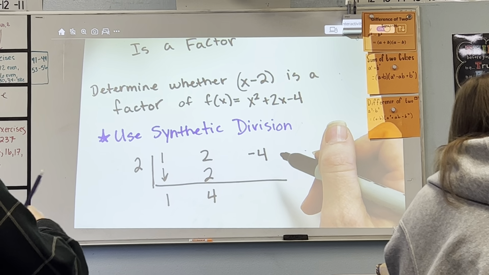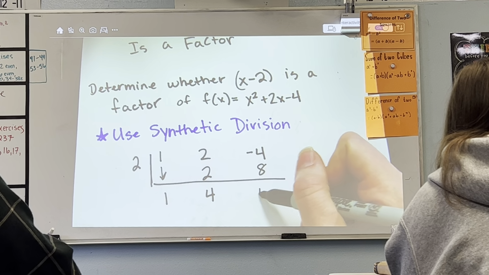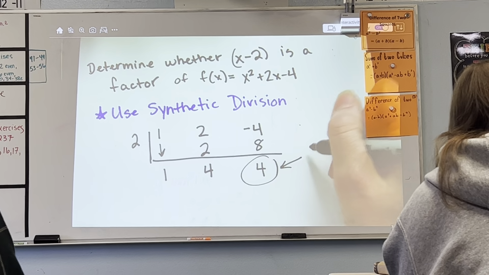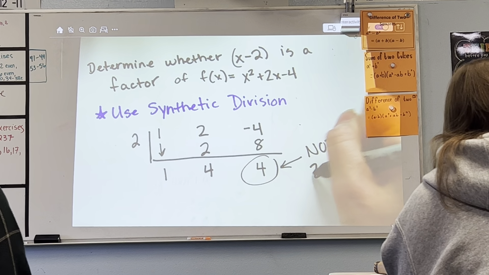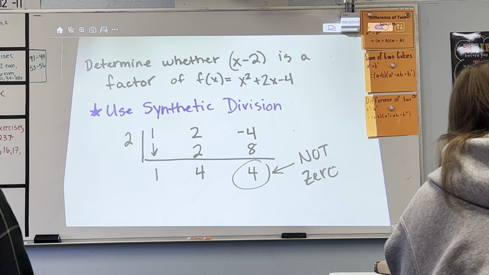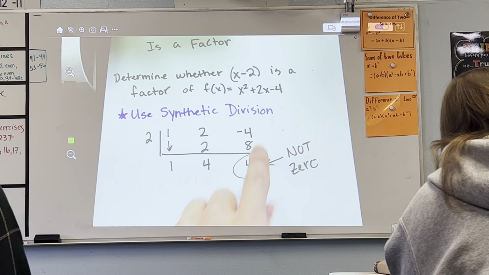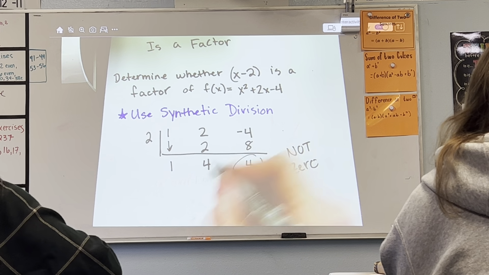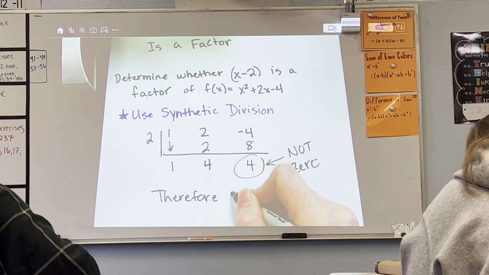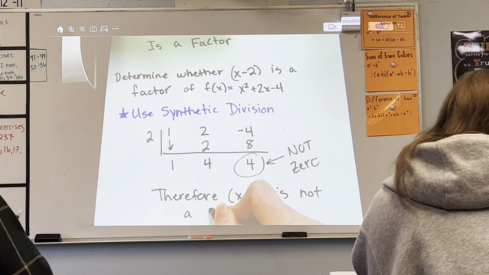Is 8. 8. So 4. If the remainder is not 0, then this is not a factor. In order for it to be a factor, the remainder would have to be 0. So we can just say not a factor, and then end it. Therefore, x minus 2 is not a factor.